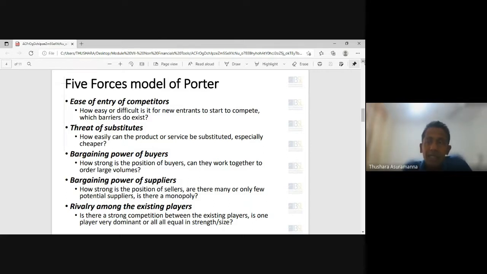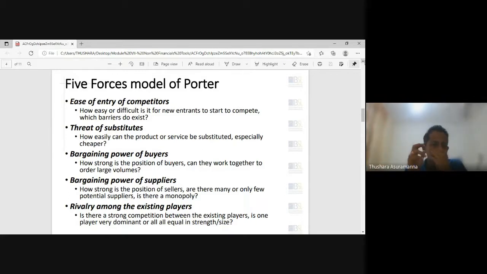Finally, how much the existing firms are competing with each other. So those are the 5 things that we need to understand: entry of new competitors, threat of substitutes, bargaining power of buyers, bargaining power of suppliers, and existing players. Entry is basically how easy or difficult it is for new entrants to start to compete, and which barriers generally exist. We'll discuss those things in detail in a little while. This is the one-line description of ease of entry.